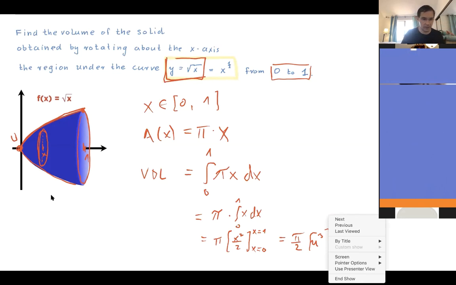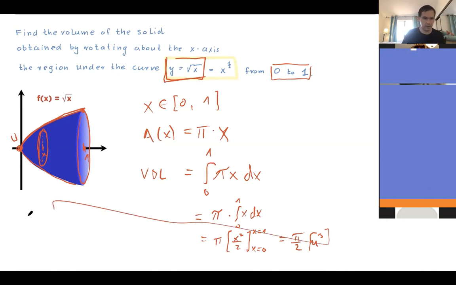So see, initially what we had was this function y equals square root of x, and then we consider this region. Well, we know how to compute the area of this region, but that's a different question. What we wanted to do was take this region and rotate it about the x-axis. Then we have obtained a three-dimensional solid. The volume of this solid obtained in such a way is pi over 2 some units cubed.